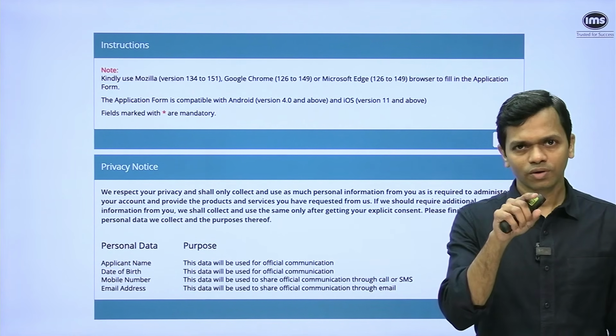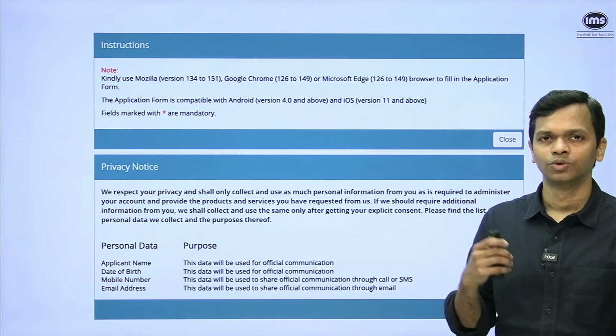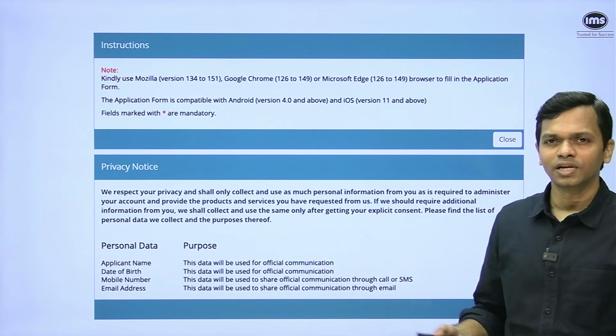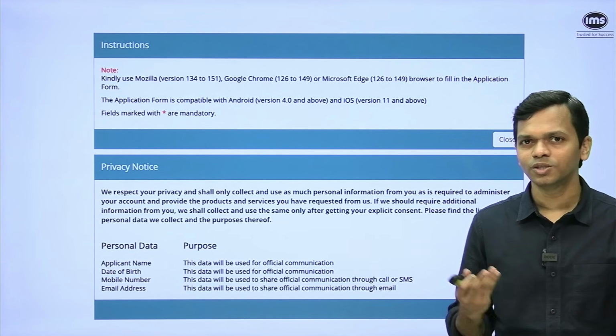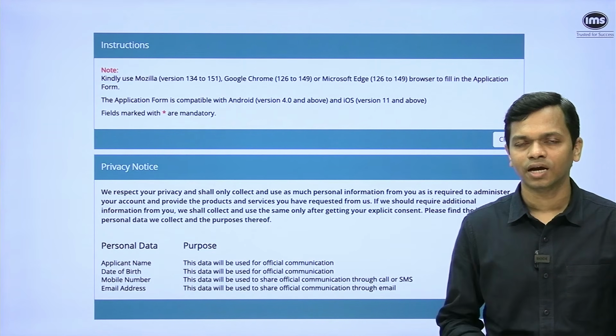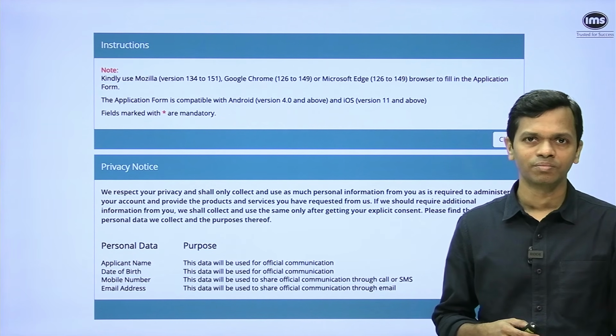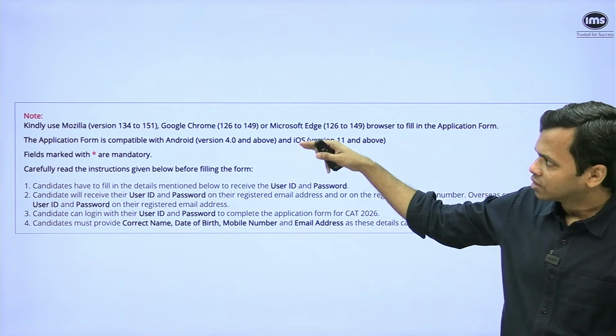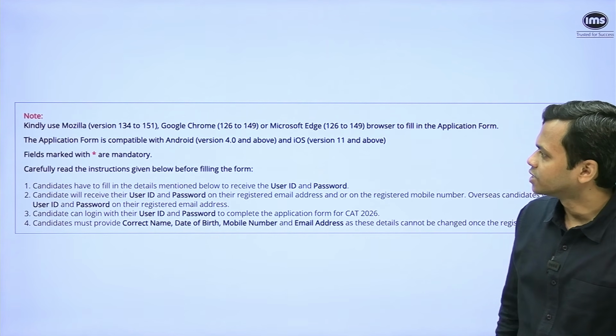So when you click on register, the first things that will show you are standard things like browser compatibility and all of that. Use the latest one. I'm sure all of you are already on it, so nothing to worry. And then a privacy notice as to why the data is being gathered and for what purpose that data will be used. Then again, a similar thing, the requirement in terms of browser, etc.